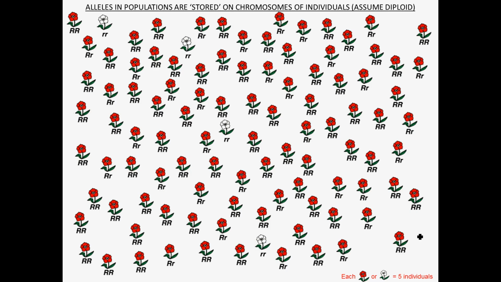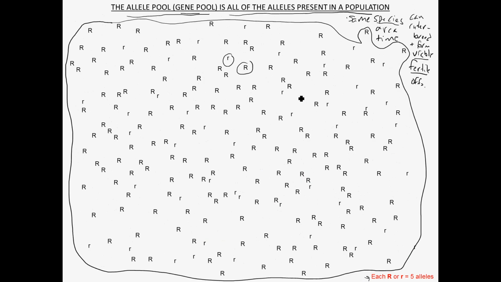Now, this is a little awkward to think about, but alleles in populations are stored on chromosomes of the individuals. So we're going to assume that these individuals are diploid for the sake of argument here. Really, an organism is a storehouse of alleles. That's one crude way to think about it, but each individual, each red individual, is going to be homozygous for red, heterozygous, or homozygous for white. If you add up all of these alleles in this population, you see that they're going to be the same number as there are here.